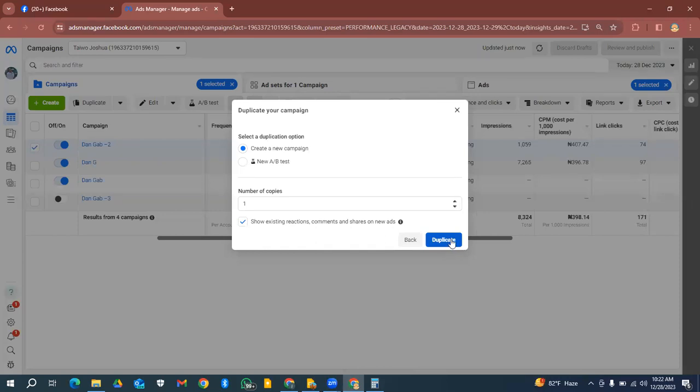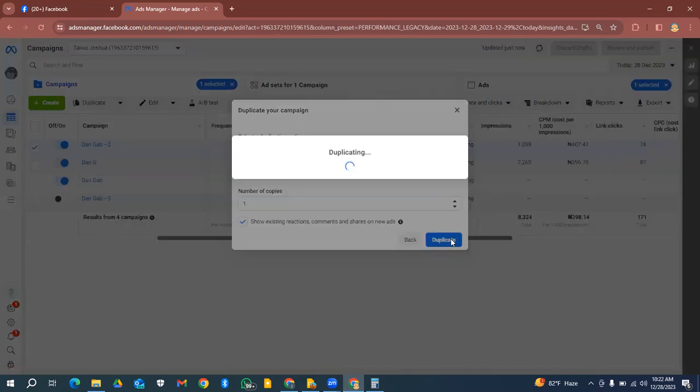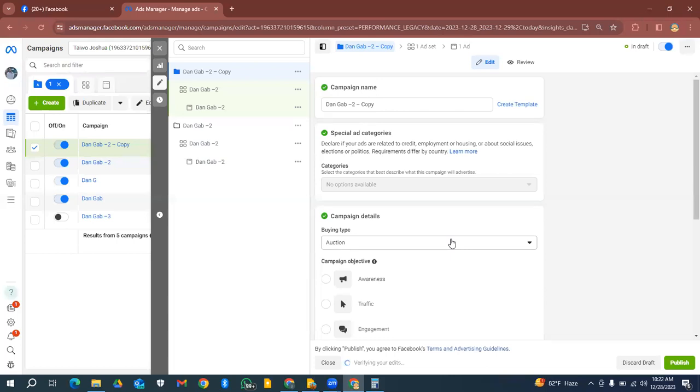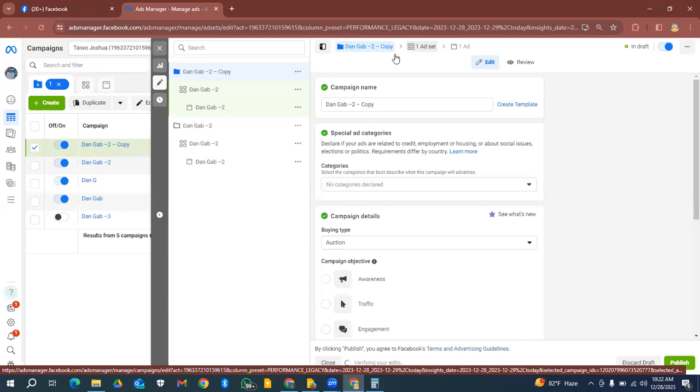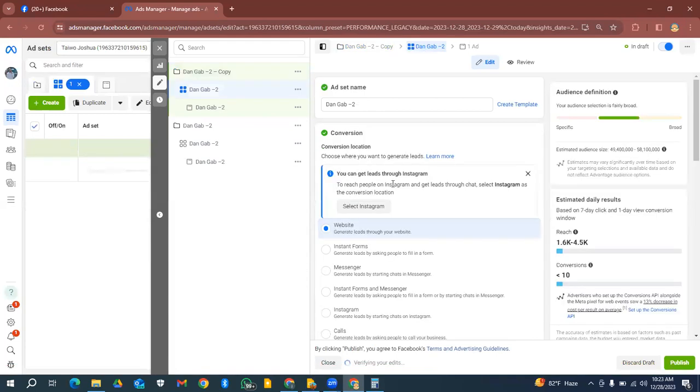Please understand what I'm saying. The only thing I edit is the price. So I duplicate. Now, the reason why I'm increasing the price, of course, is that I want to scale. I want it to now reach more people in a faster time. So I come to my ad set and I change the price.